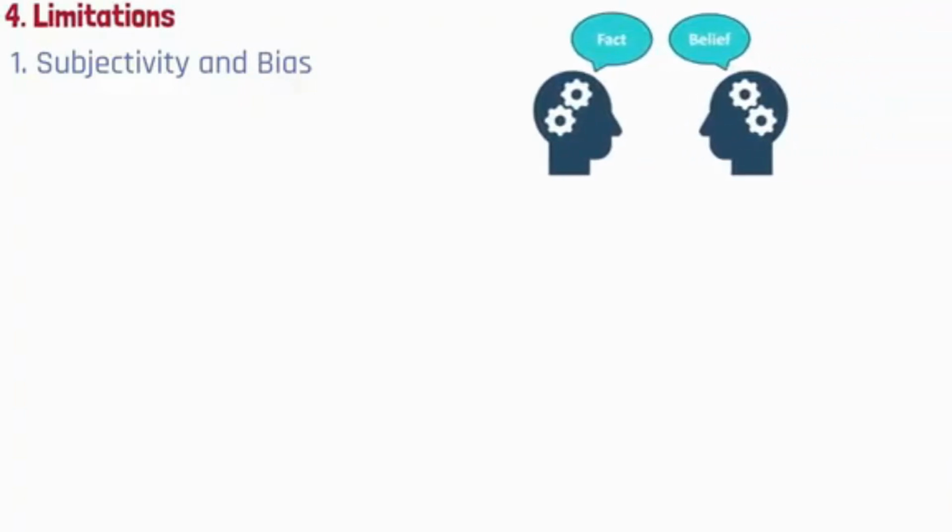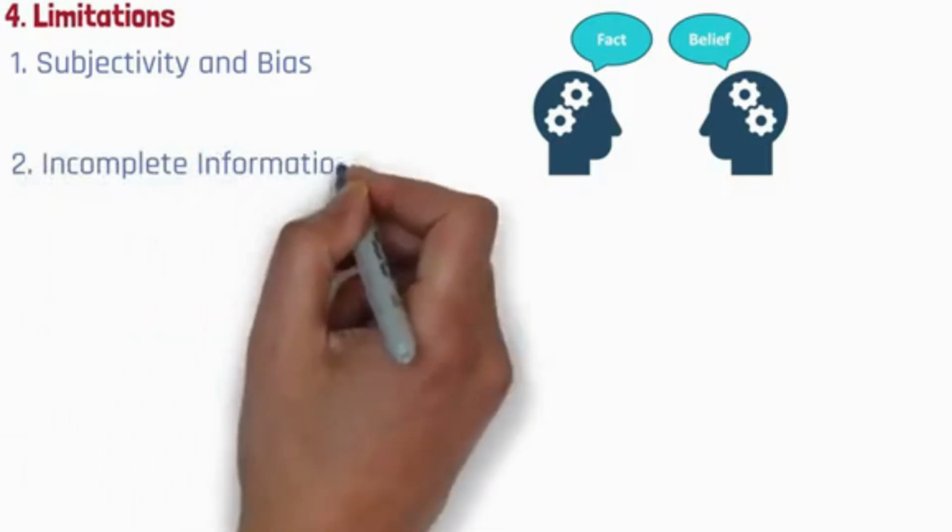Analysis involves subjective judgments in setting objectives and evaluating performance. This subjectivity can introduce bias, as different stakeholders may have varied perspectives, potentially leading to a skewed assessment of organizational gaps. Number 2. Incomplete information.